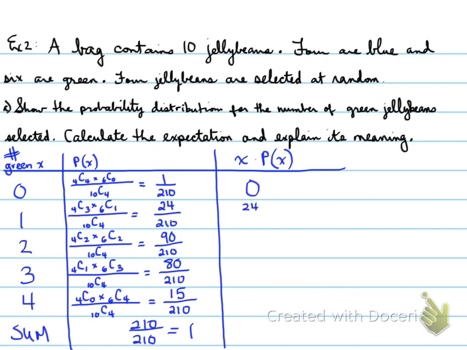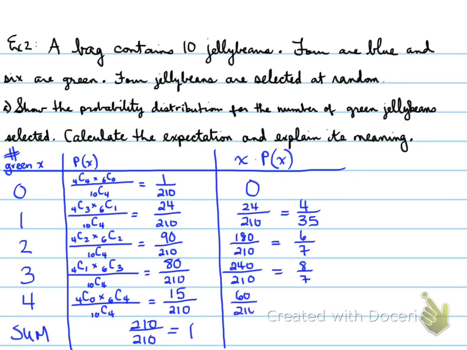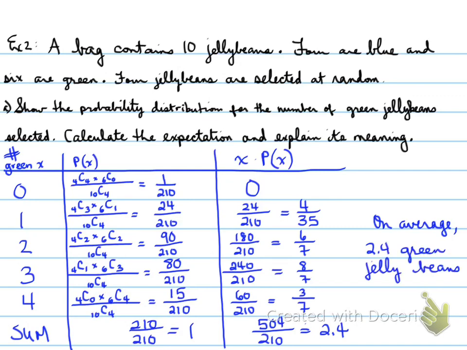And X times P of X: you multiply the X value times the P of X to get numbers that we're going to add together to give us our expected value. So you get these fractions, reduce them, and you get 2.4 when you add it all together. 504 over 210 is 2.4. So on average, there will be 2.4 green jelly beans in 4 selections.